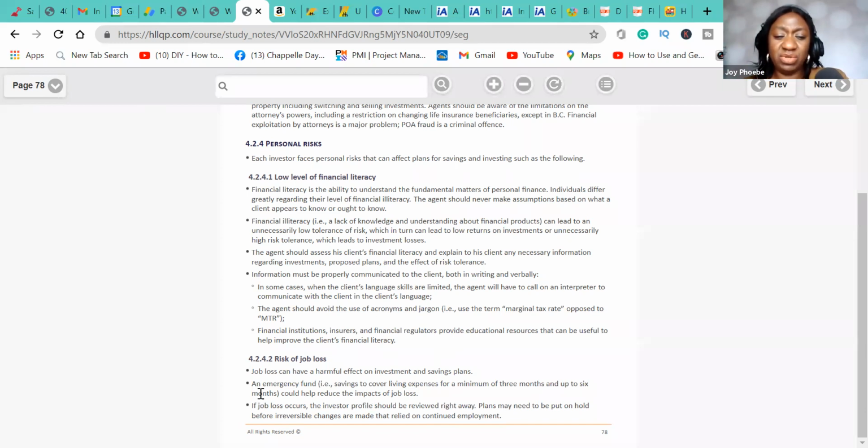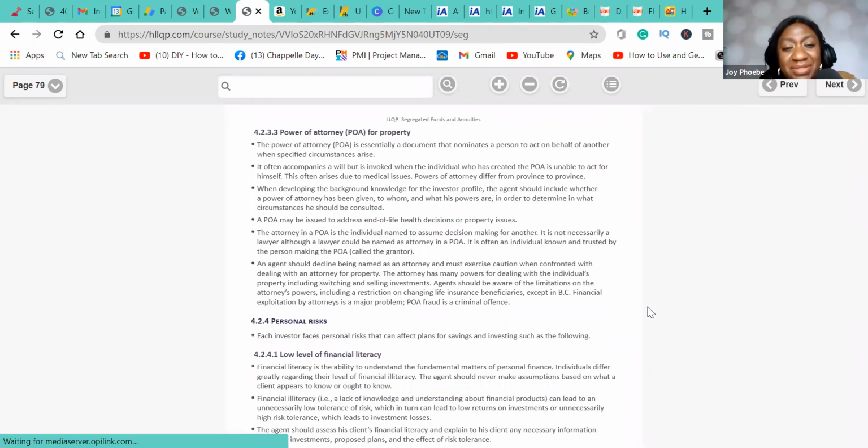Okay, risk of job loss. Well, job loss can have a harmful effect on investment and saving plans, right? So an emergency fund, that is savings to cover living expenses for a minimum of 3 to 6 months, is highly recommended. All right.